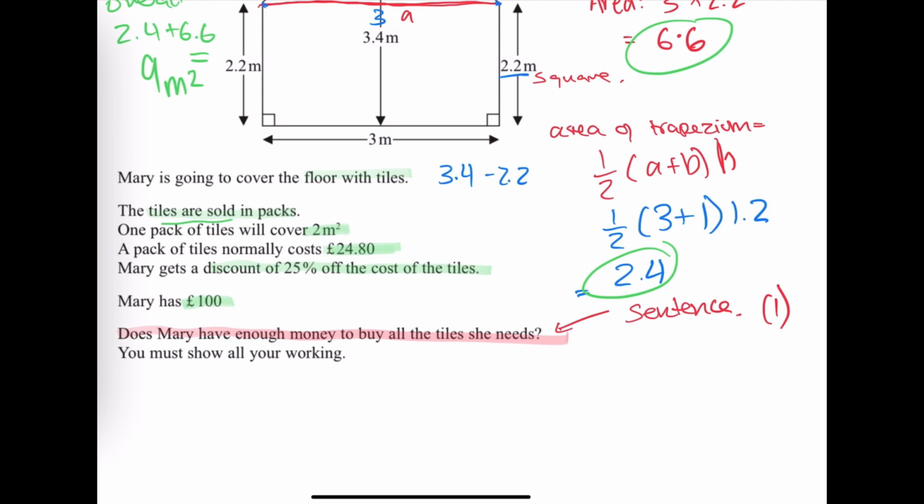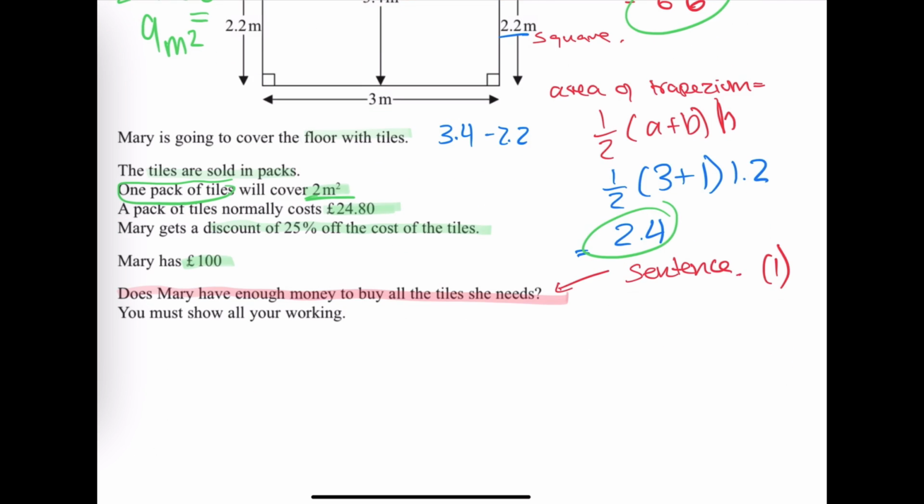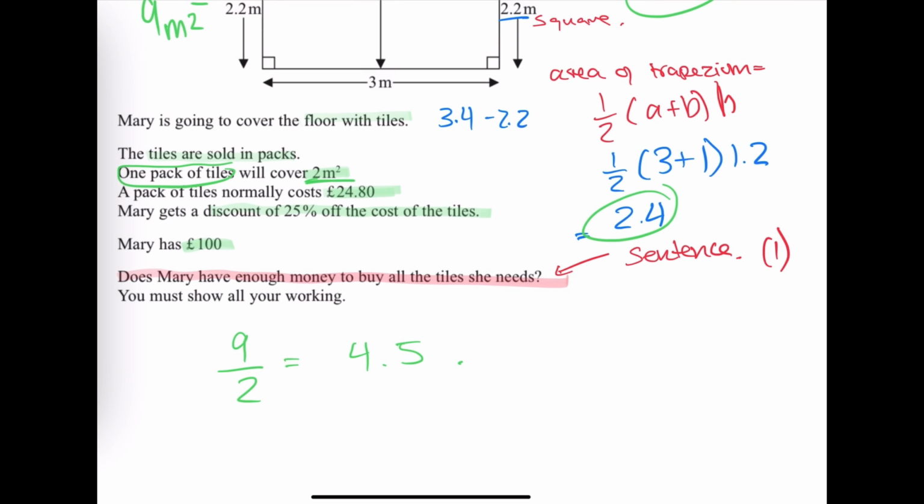One pack of tiles over here covers 2. So if it's 9 over 2, that is 4.5 overall. But because we need to cover every single part and they don't offer 0.5, we would need 5 overall. So always round up in these scenarios. You can't just have them cover 8 and then there's that 1 left over. They would need 5 to cover the whole thing.